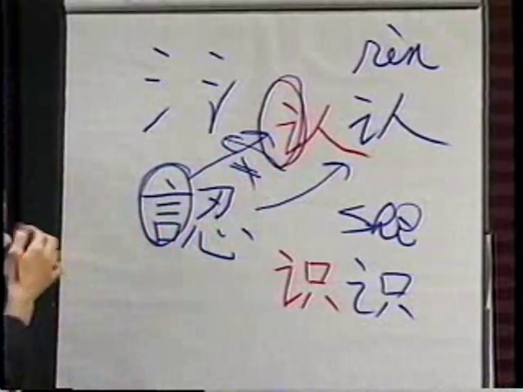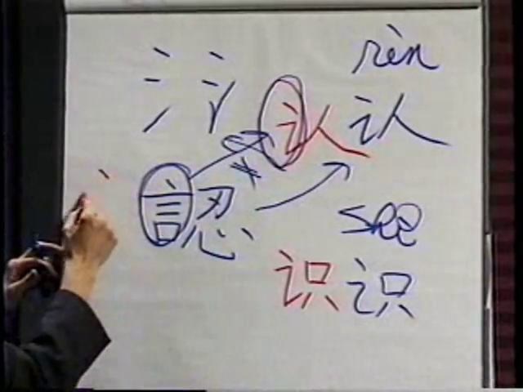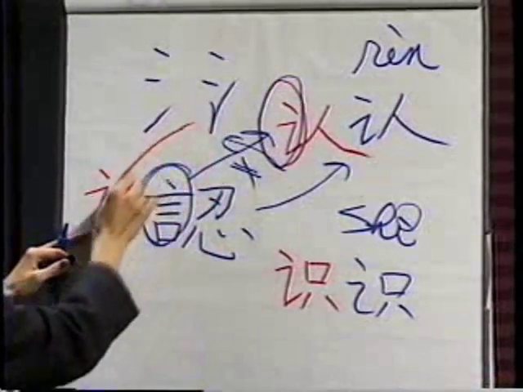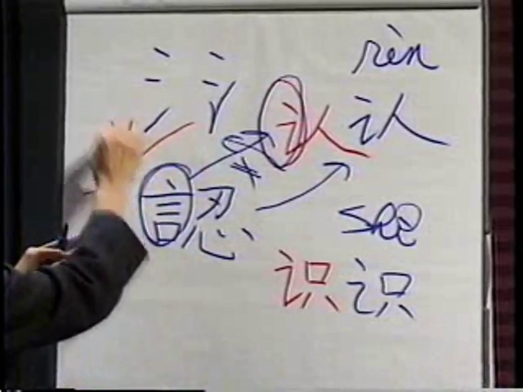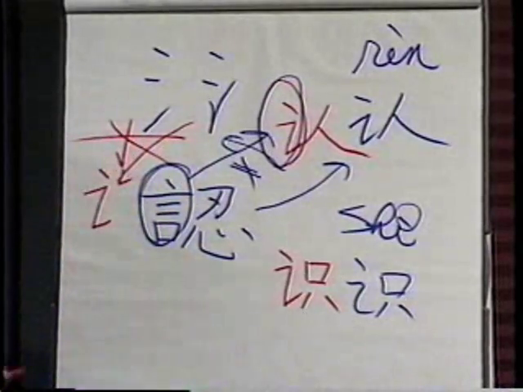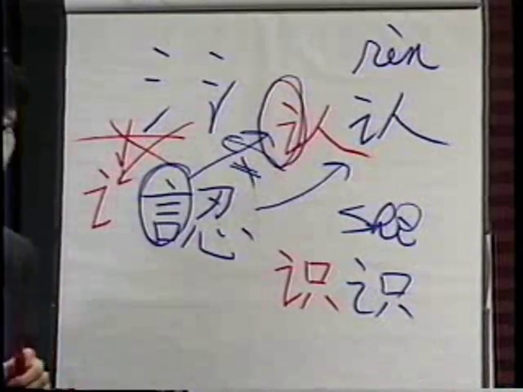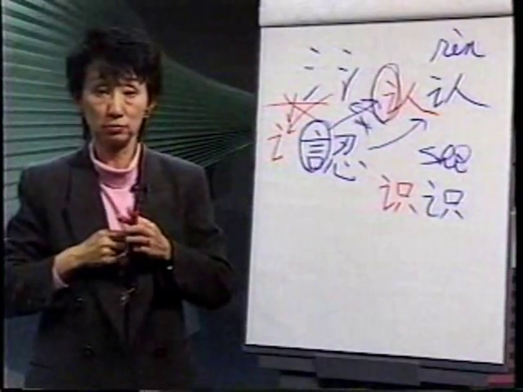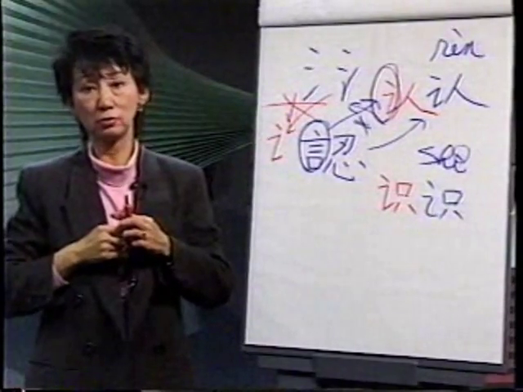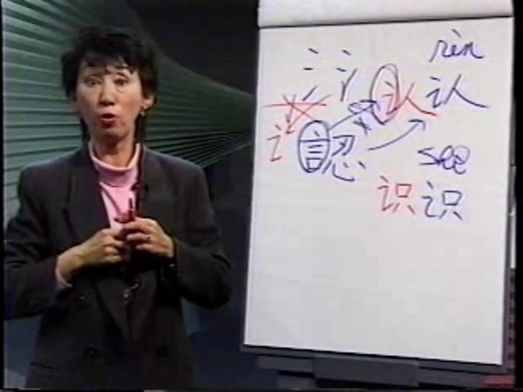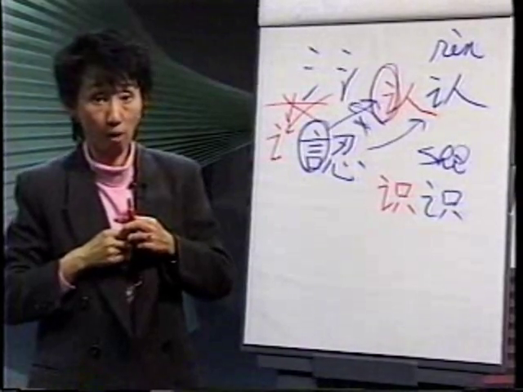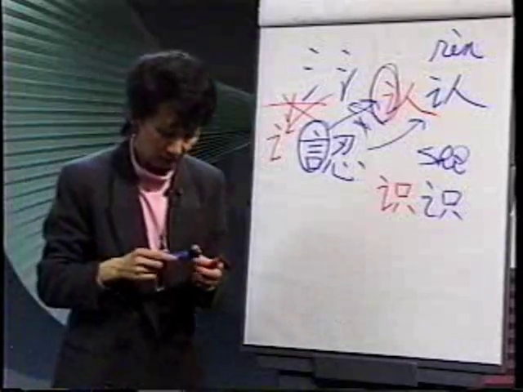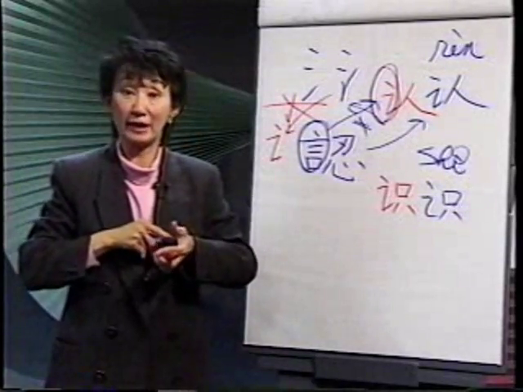So remember, this is 1, 2. It's not the same, okay? Make sure they are not the same. 认识 means to know. How about I know you? Say it again. 我认识你. And how about I don't know you? 我不认识你. 我不认识你.